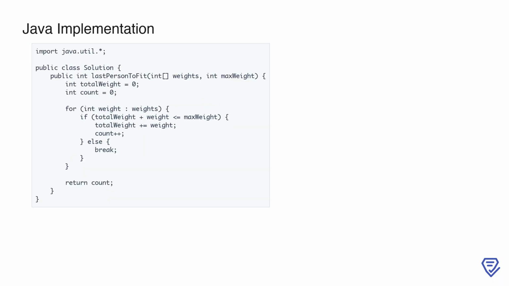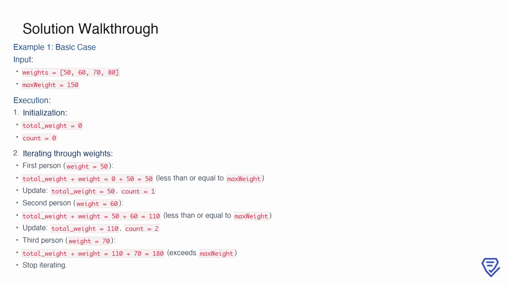This is the Java implementation of the last person to fit in the elevator problem. The logic mirrors the Python implementation, with the key difference being Java's requirement for explicit type declarations and the use of Java's for-each loop. The method iterates through the array of weights, keeping track of the total weight and counting how many people can fit within the maximum weight limit. If adding another person exceeds the limit, the loop breaks, and the method returns the count of people who can fit.